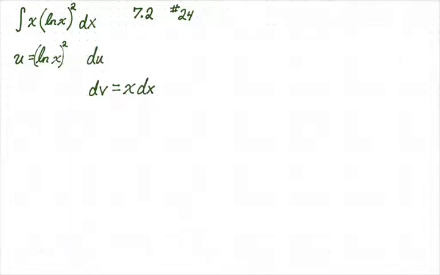du then is the derivative of u. So the outside function is the square, so I have to use power rule on the outside. So that's 2 ln x to the first, and then times the derivative of the inside, which is 1 over x. So don't forget your chain rule. And then I'm going to put a dx there as well. v is going to be the antiderivative of dv. So in that case, it is 1/2 x squared plus c, but we'll deal with that at the end.